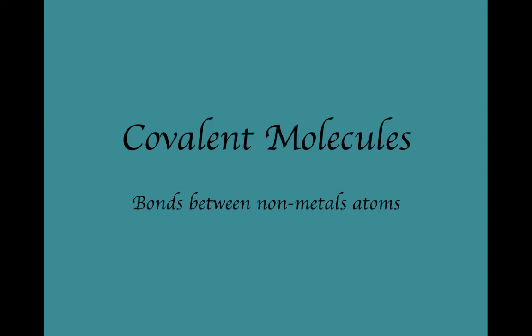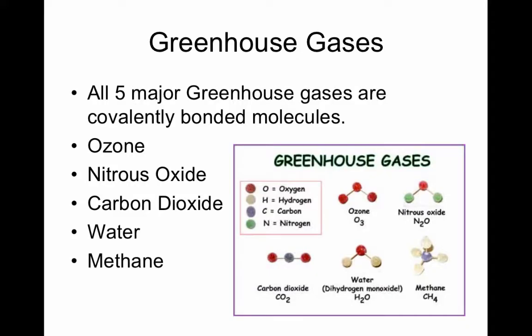We are going to be talking about covalent molecules today. And covalent molecules are when you have bonds between non-metal atoms only. Starting off, the reason why this is important is because the 5 major greenhouse gases in our atmosphere are all covalently bonded molecules. Those 5 are ozone, nitrous oxide, carbon dioxide, water, and methane.